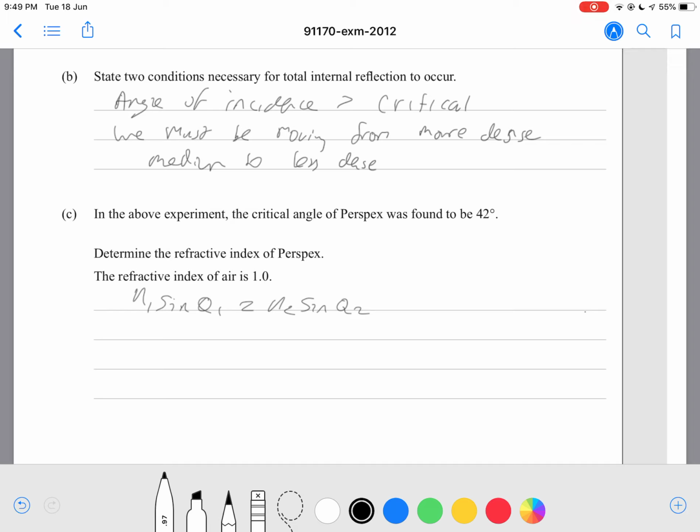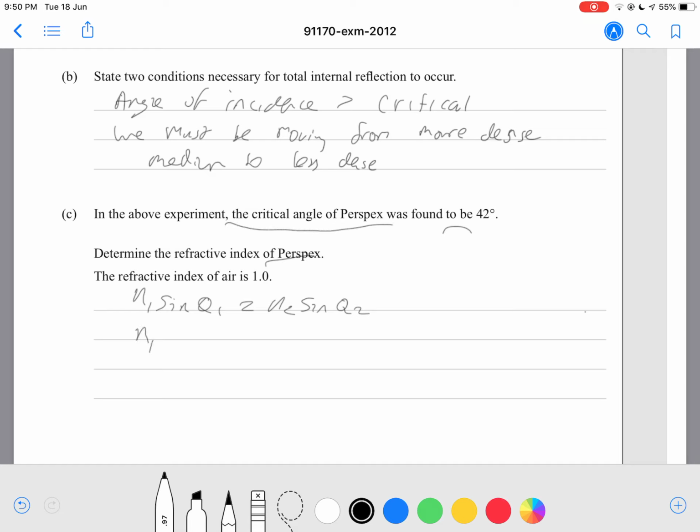This is the starting part, so that's our angle of incidence and our refractive index, and this part of the equation will be our second refractive index, the refractive index of our second medium, and our angle of refraction. Theta 2 is our angle of refraction. We're traveling from perspex into air. We don't know the refractive index for perspex, so we're going to keep that as n1.